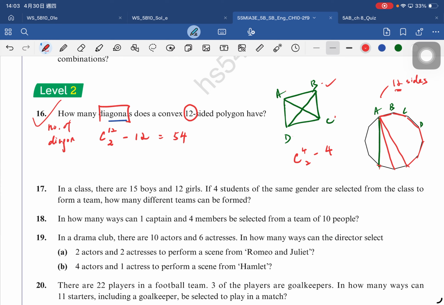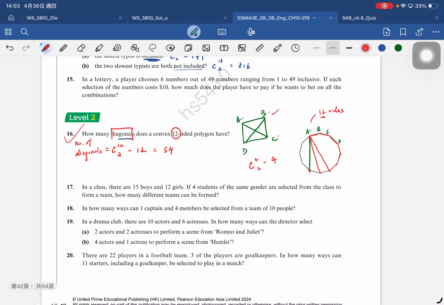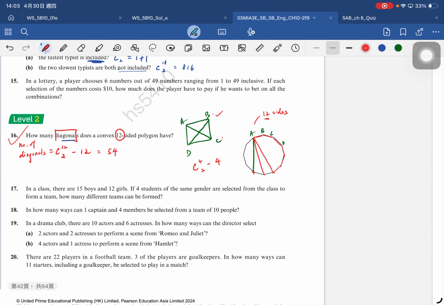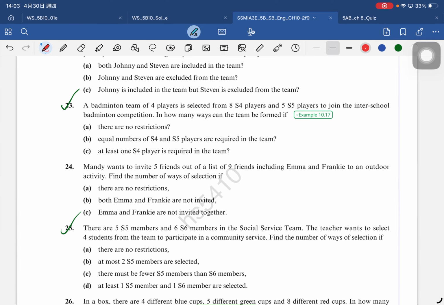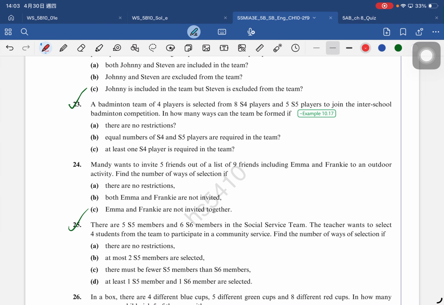If you don't know the meaning of the word diagonals, mark it down. Diagonals do not include sides; they are also formed by 2 points. Okay, and then I also asked you to do 2 more questions last time. These 2 are similar to question number 7 I just discussed with you. So let's get ready to check the answer.